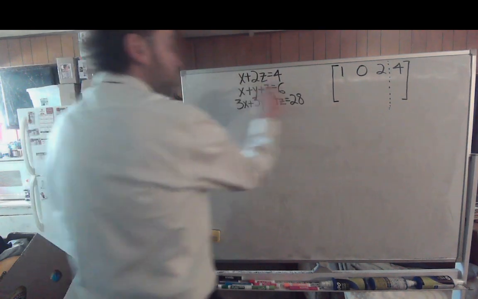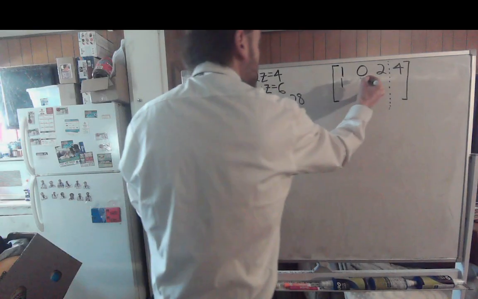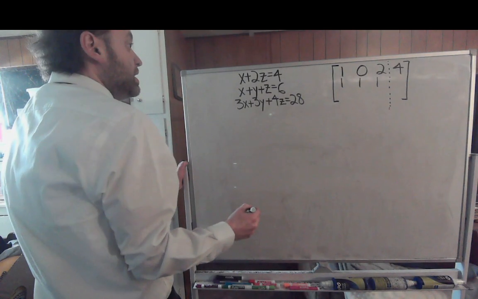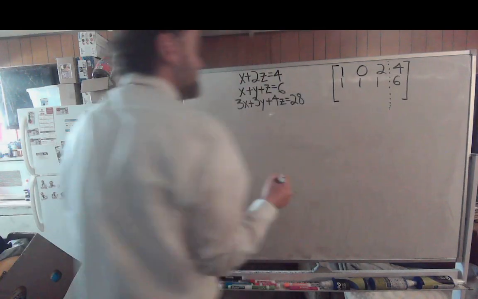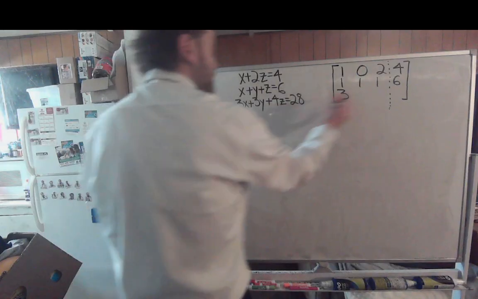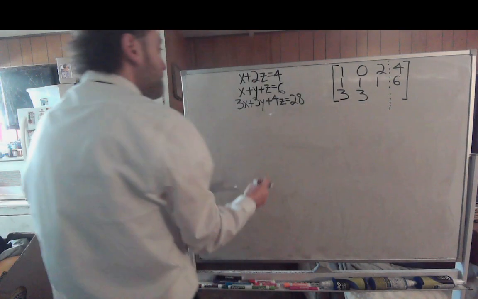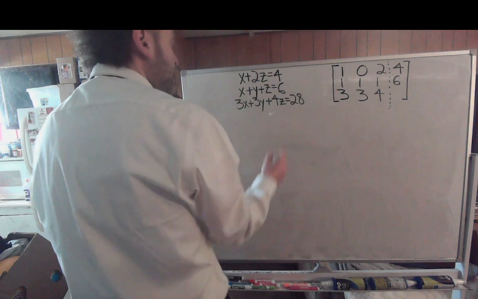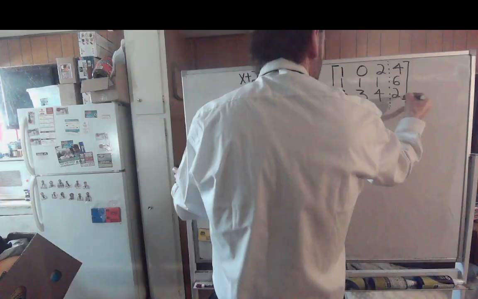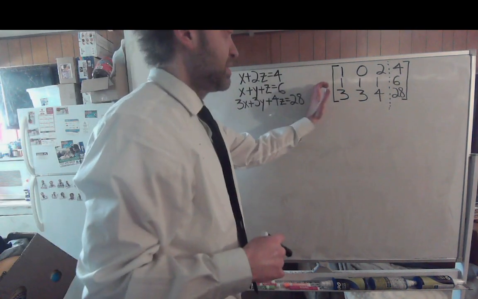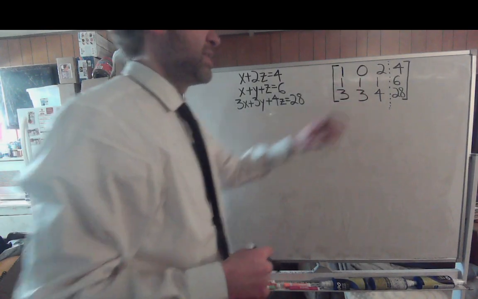Second row, you have a 1 on the x, a 1 on the y, and actually a 1 on the z. And then you end up having 6 to the right of the augmentation line. Third row, you have a 3 on the x, a 3 on the y, and then you have a 4 on the z, and then you have 28 to the right of the line of augmentation. So there is the matrix that represents the system.